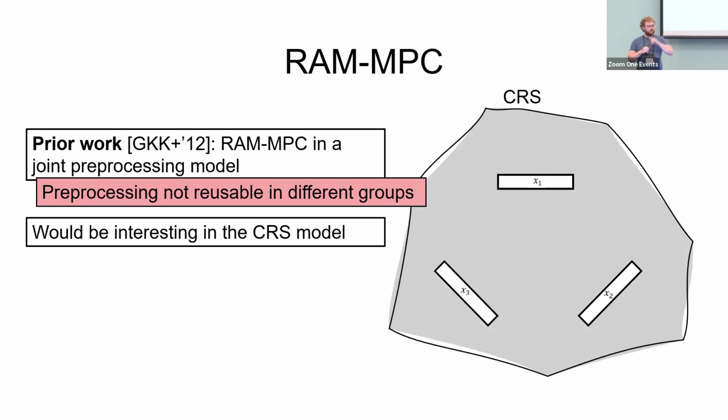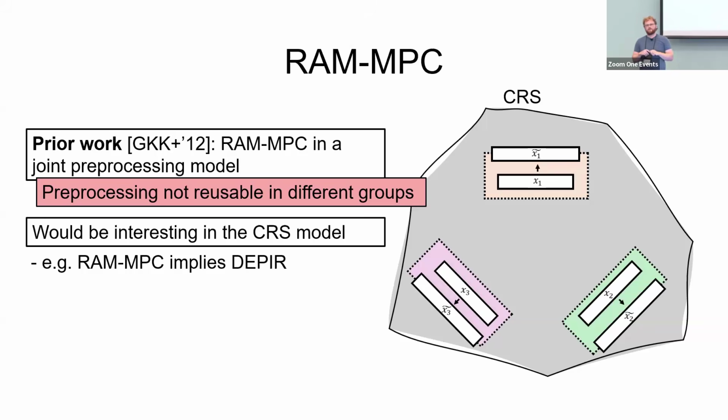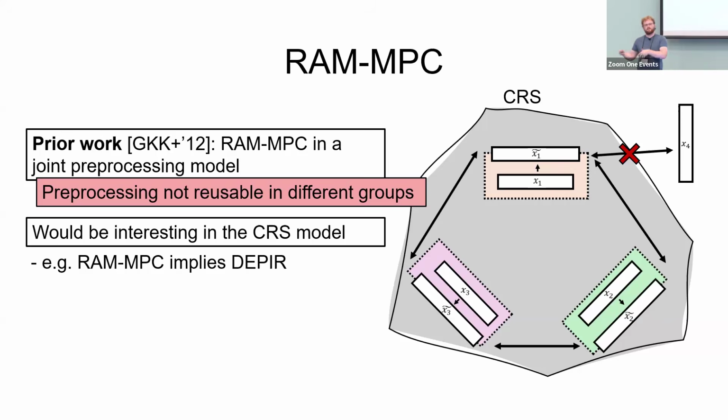And just a note that RAM MPC would also be interesting in the CRS model in some fashion, and this is because RAM MPC already implies deep here, and we don't have any constructions of deep here that are better in the CRS model than what we have in the plain model. The way the CRS model would work is you have a CRS, and then after that, each party using the CRS can preprocess their input, and only then evaluate a protocol online. And this has the same sort of unsatisfying idea as before: if someone doesn't trust the CRS, you have to re-preprocess your input according to that CRS, which is somewhat unsatisfying.